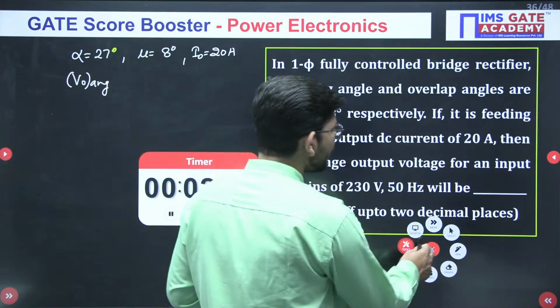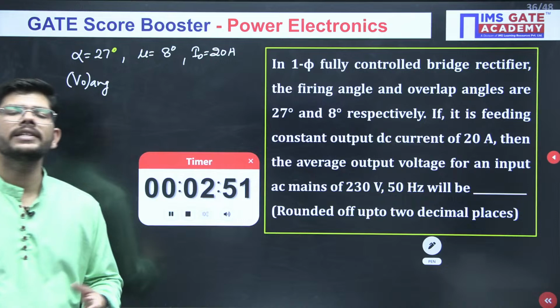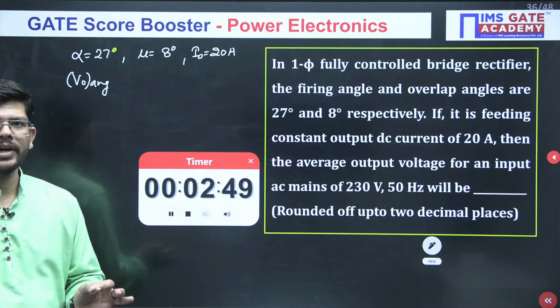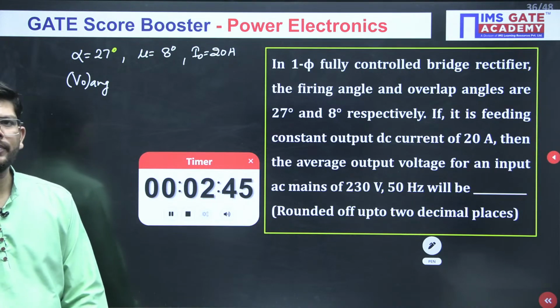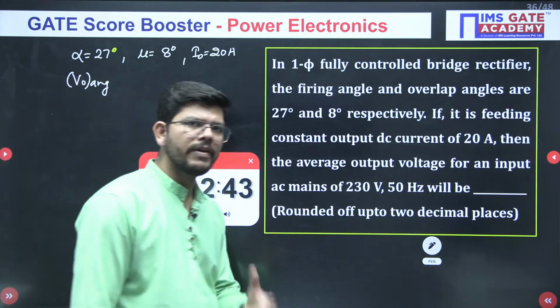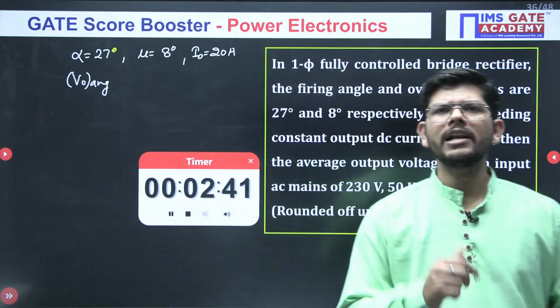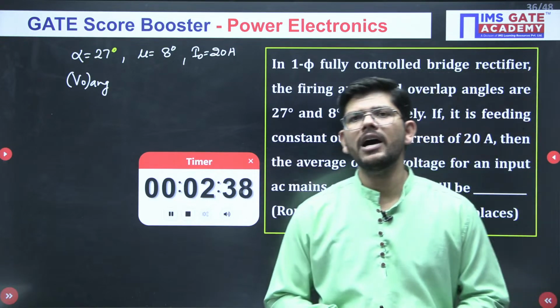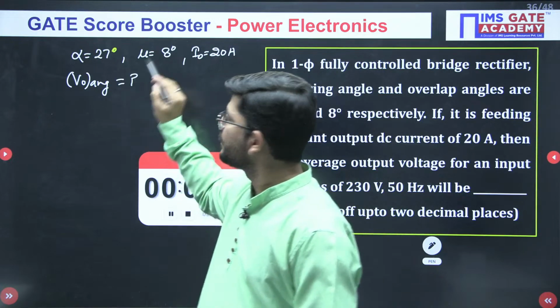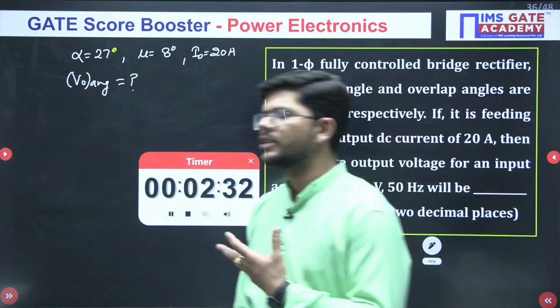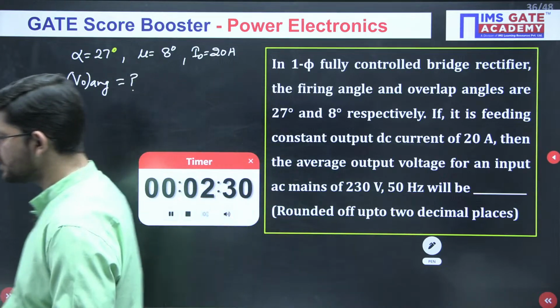So whenever there is an overlap angle given or being asked, there is an involvement of source inductance, okay, which is not given to you in this problem. Okay, so I leave it up to you. Invest your time in this question and tell me what is going to be the average output voltage. Okay, this is what you have to find here. So let me see whether you are aware of these formulas and concepts as well.